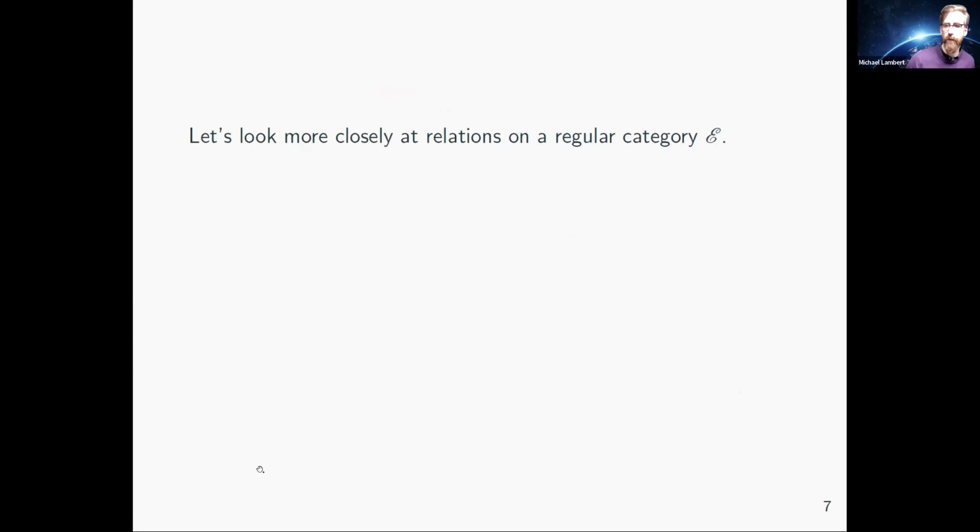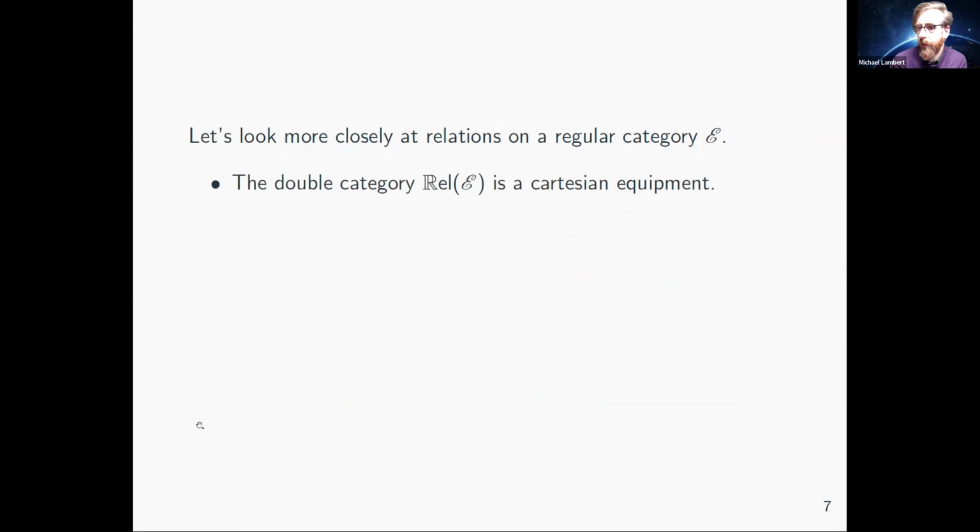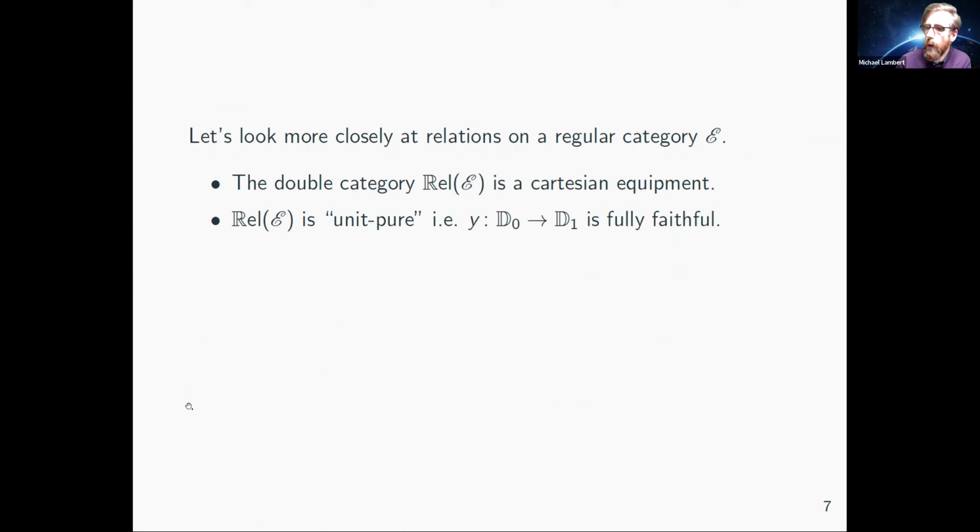Okay. So now that we've tried to set the stage a bit and refine the question, let's look at relations a bit more closely. First of all, Rel itself is a Cartesian equipment, so that's good. It's also unit pure. I encountered this in Eva's thesis for the first time. I'm not sure I remember exactly if that's where it first appeared, so don't quote me on that as being the origin of this notion, but it's just asking that the external unit map is fully faithful.